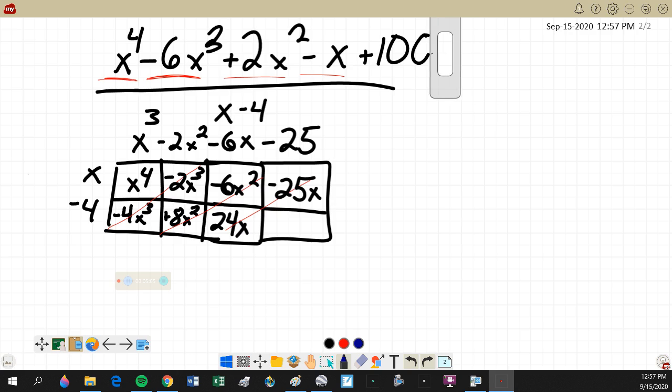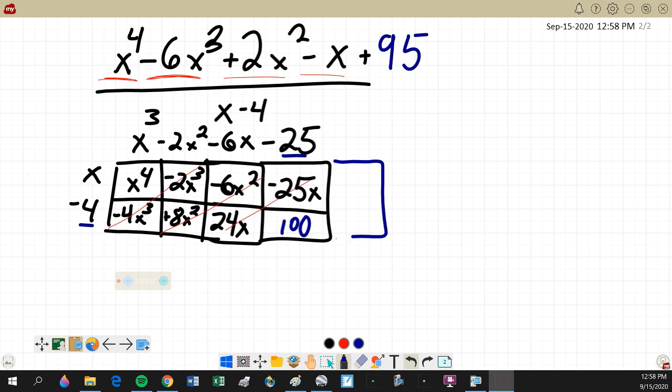Let's say that was not 100. Let's say it was 95. So negative 4 times negative 25 is 100. Did I finish the numerator? No. So I need to add a column. These two need to add up to be 95. So what do I need? Negative 5.